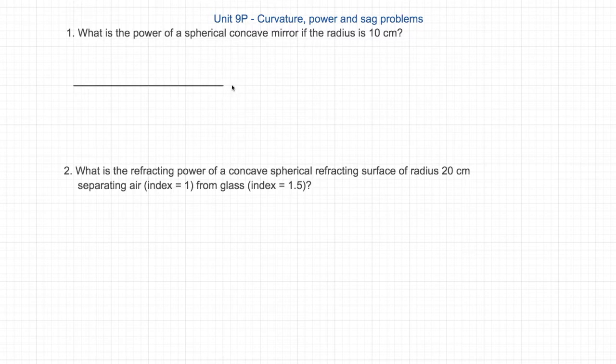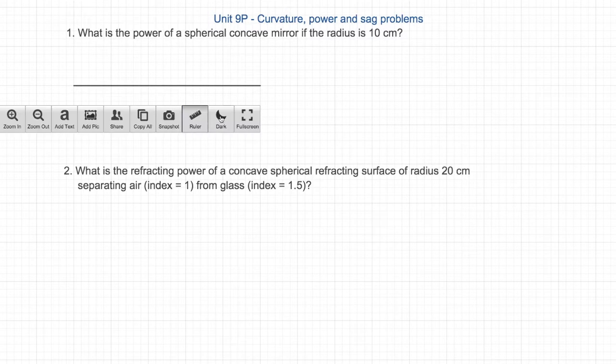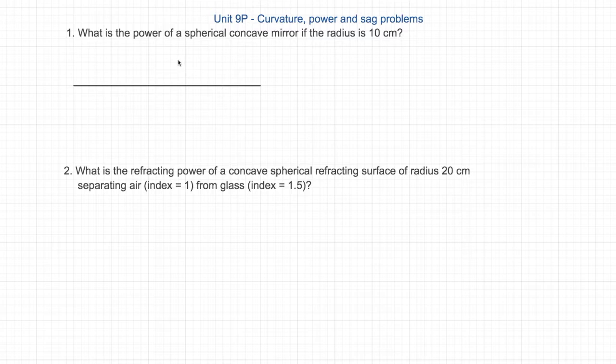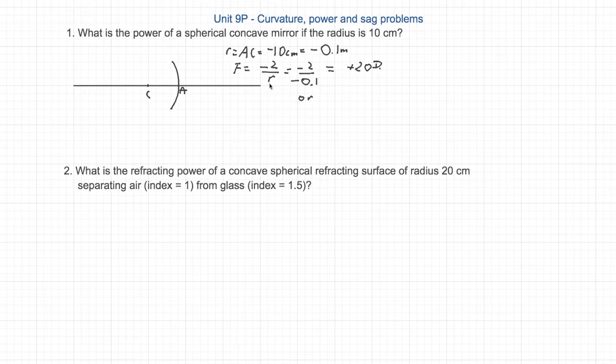Question 1. What is the power of a spherical concave mirror if the radius is 10 centimeters? So we have our optical axis and our concave mirror with vertex A and center C on the left. Radius is defined as the distance from A to C. Right to left is a negative number, so negative 10 centimeters, which equals negative 0.1 meters. The formula is the power is negative 2 over r. We plug in, and we get that the power is positive 20 diopters.